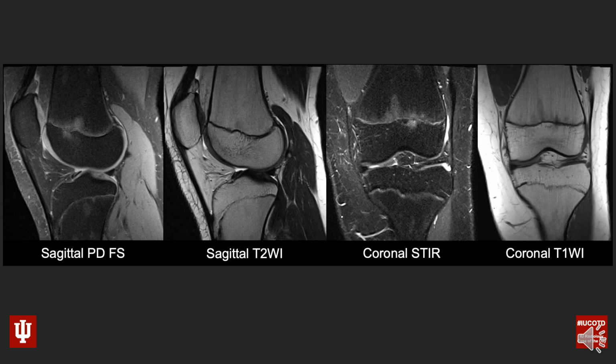For the history on this case, we have a 16-year-old with knee pain. Here are the images. From the left to right, we have a sagittal fat-suppressed proton density, sagittal T2, coronal STIR, and coronal T1 images through the knee. Go ahead and take a look.